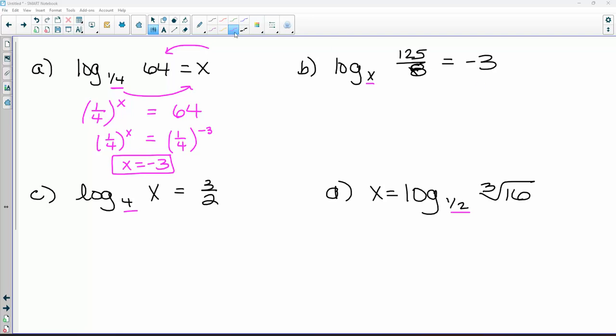B. How do I write that as an exponential? This 125 over 8. All right, I did this one intentionally because the negative exponents have given some of you trouble on these. What does a negative exponent do? Okay, I have to solve for x. What would you do next?